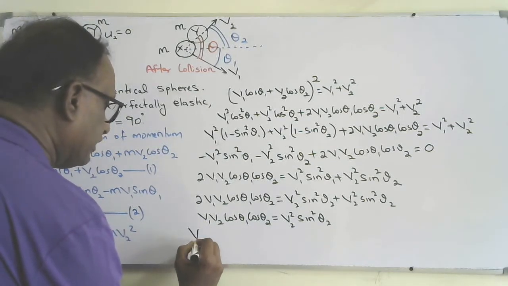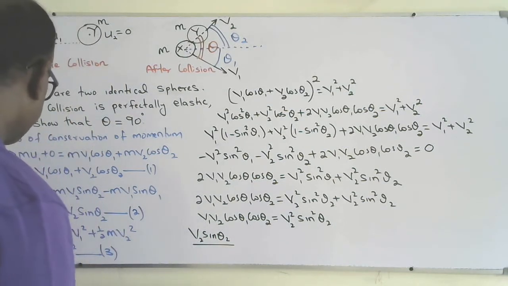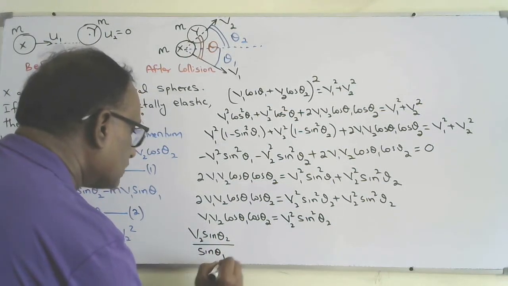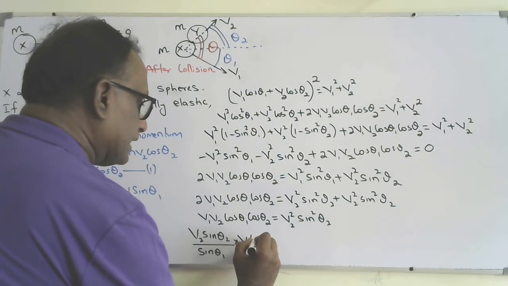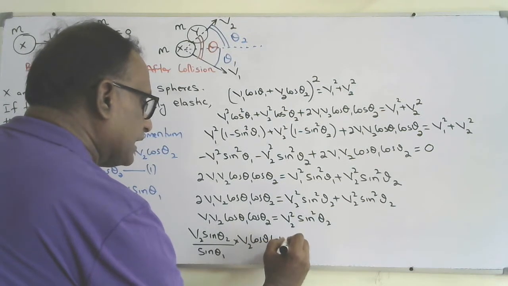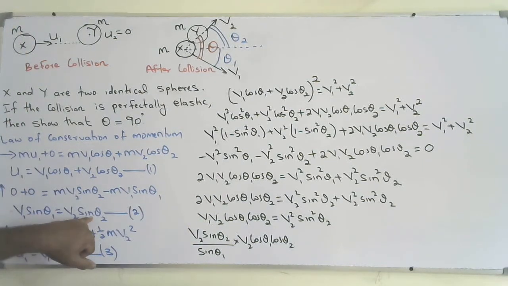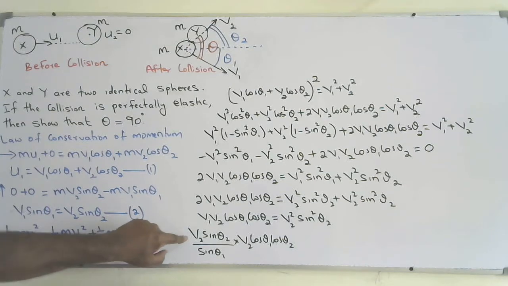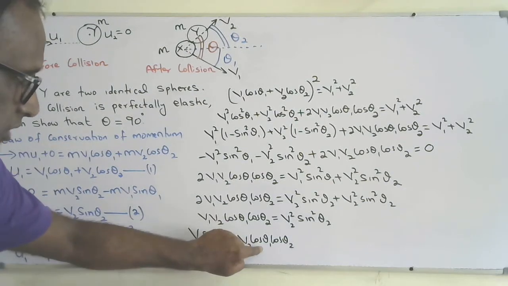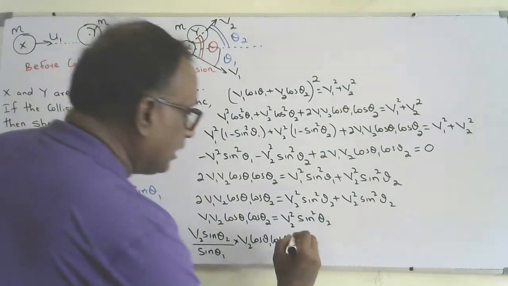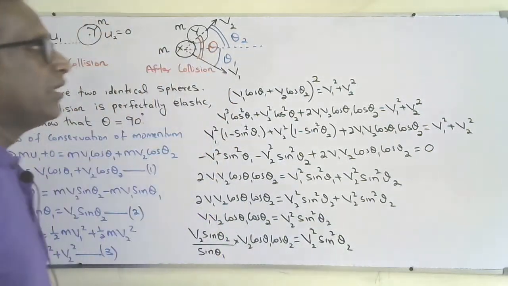So I'm going to substitute that V1 here. I can substitute V2 sine theta 2 over sine theta 1 into this V2 cos theta 1 cos theta 2. Only thing I am doing, instead of V1, I am substituting V2 sine theta 2 over sine theta 1. So V2 sine theta 2 over sine theta 1 is V1. This V2 is there. Cos theta 1, cos theta 2 equal, again, V2 squared sine squared theta 2. Right.